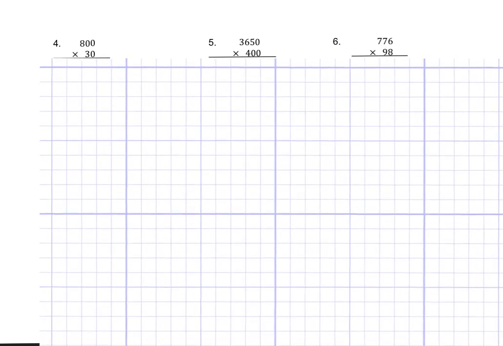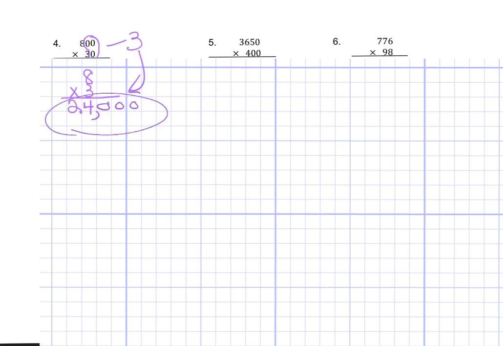Okay. Now, here's the deal with zeros. Here's a trick. Anything with zeros, we can get rid of the zeros for now, and we can add them back on later. So, essentially, I can take these 3 zeros and ignore them for a minute. And I can look at this problem as 8 times 3. Now, 8 times 3 is right on my multiplication chart. 8 times 3 gives me 24. I took 3 zeros away, so I need to add 3 zeros back on. 1, 2, 3. My answer is 24,000.